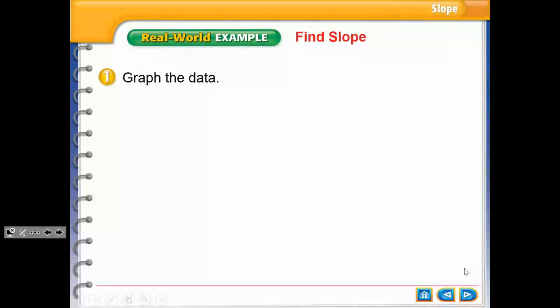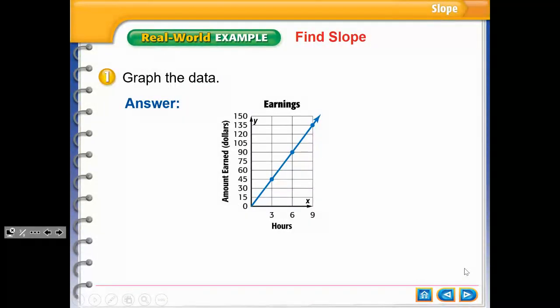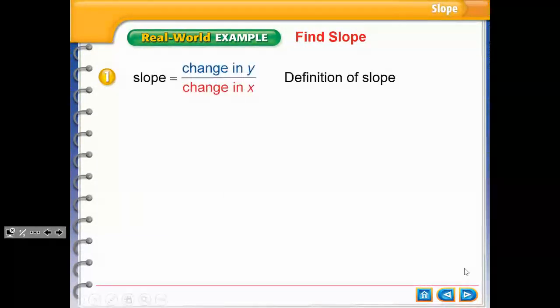All right, first things first. Graphing has become kind of a strength of ours. We have this comparing the amount earned to the hours. In other words, the dollars depends on the hours. That's how you know the dollars goes on the y-axis. That's how you know the x-axis is the hours. All right, now that we have a graph, can we find the slope of that?